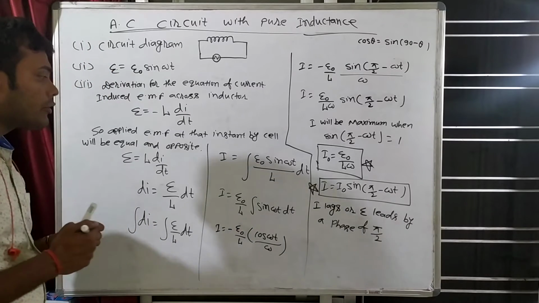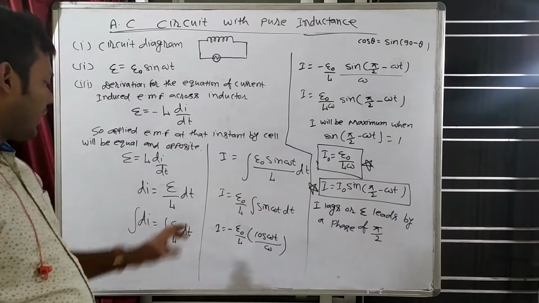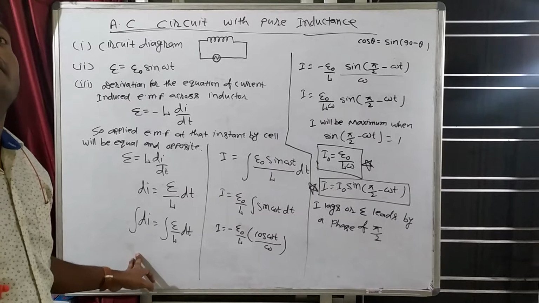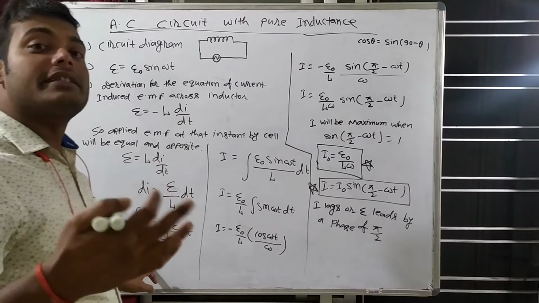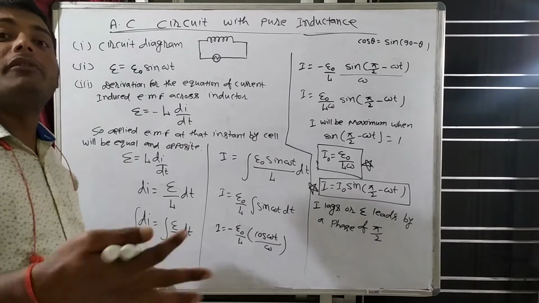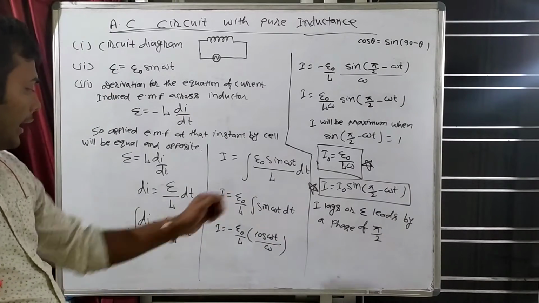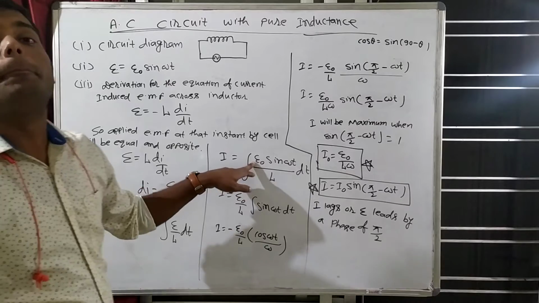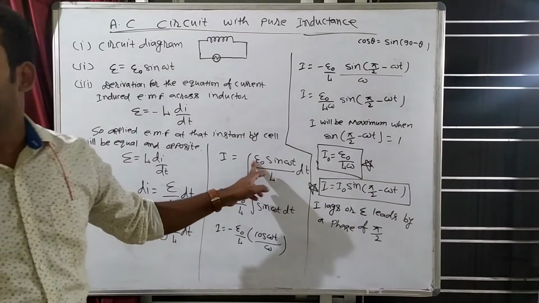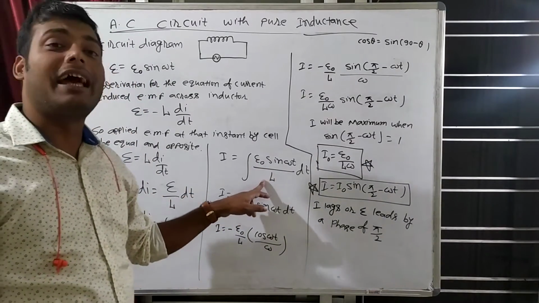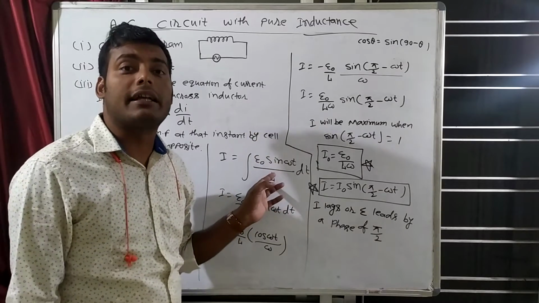Now see that something is constant here. What is constant? Integration of di will be I. Integration of dx is x, integration of dy is y, so integration of di is I. See here, E naught is what? Peak EMF. E naught is known as peak EMF. What is L? L is known as self-inductance.